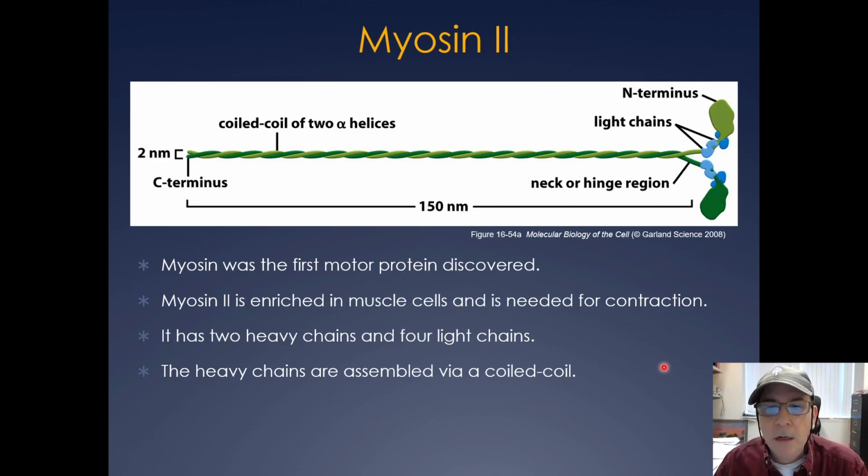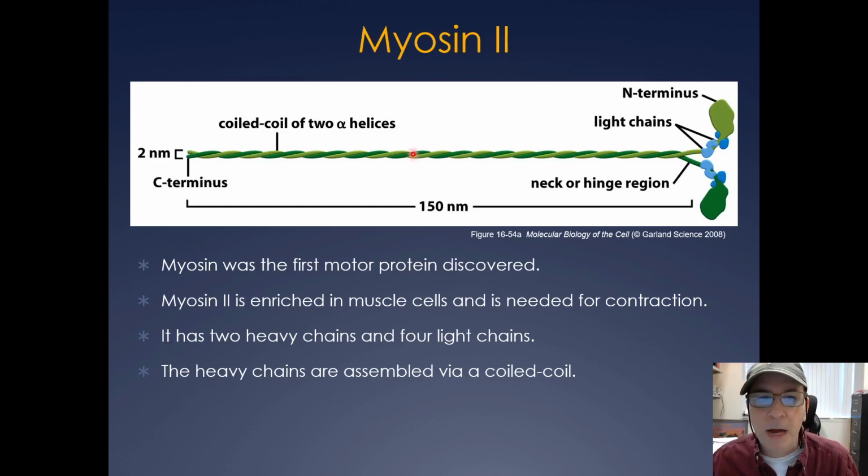Okay, so let's look at the first motor protein that we're going to talk about, and that's myosin 2. So myosins as a family were the first major motor proteins to be discovered. And part of it is that myosin 2 is actually enriched in muscle cells, and it's needed for contraction. Okay, and we'll see a lot about this. And just please know that myosin 2 is the motor protein in muscle cells.